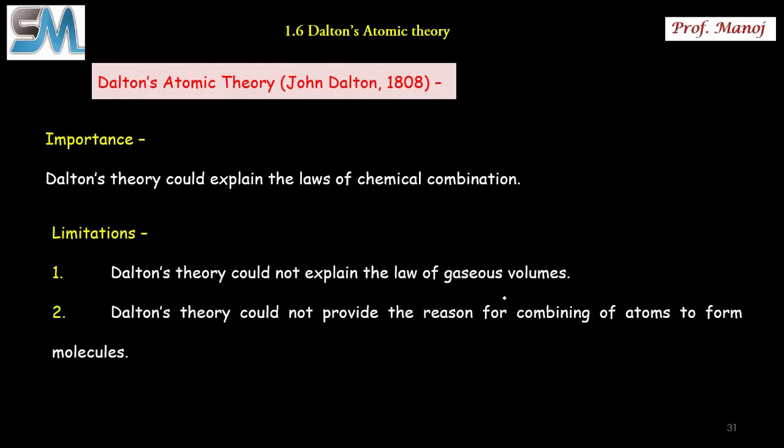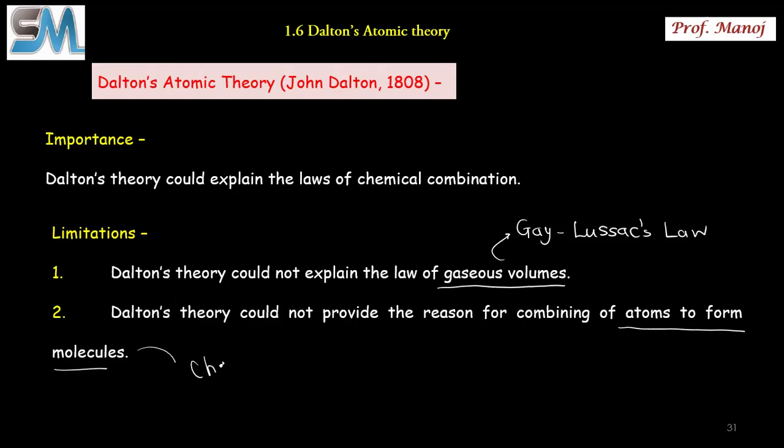Limitations: the theory does not talk anything about gaseous volume. That means Gay-Lussac's law was not covered in his time. He gave importance to masses rather than volume. He could not explain why atoms combine to form molecules. Basically, about terms like chemical bonding and such things, the theory was not that good. Of course, not his fault, because in 1808, all these things were not discovered in science.